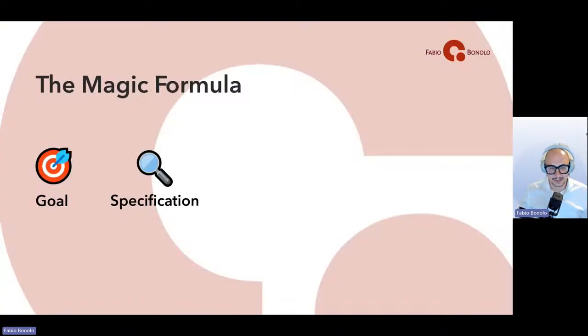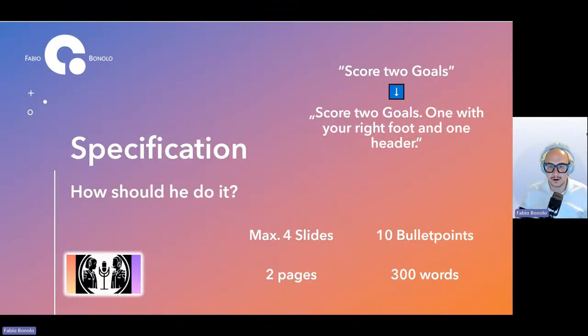The second part of the formula is the specification of the goal. Because often a simple command or a simple sentence is not enough for Copilot to meet your expectations precisely. Therefore, a specification of the command is very important. So here you don't just ask what should he do, but how should he do it?